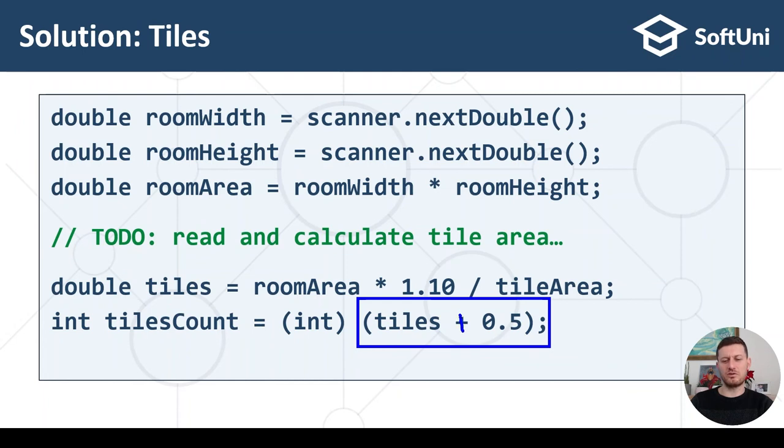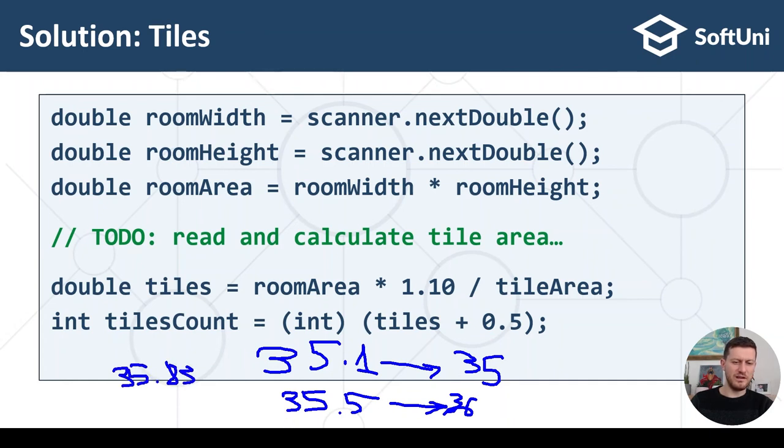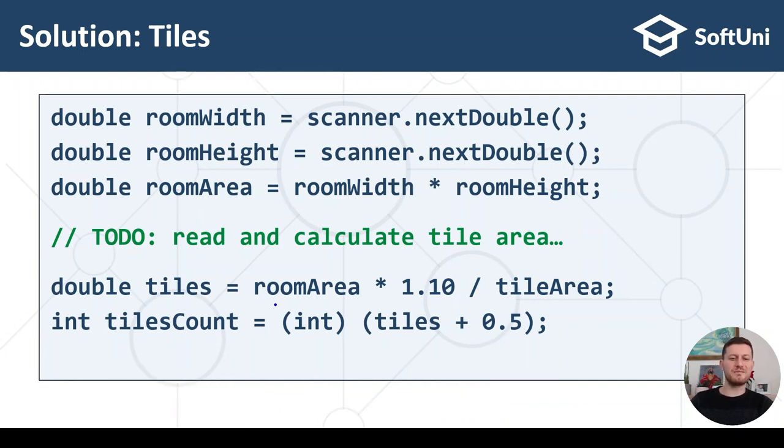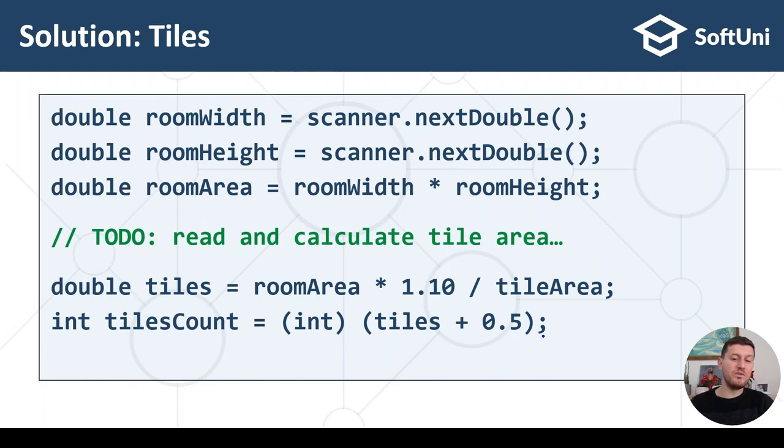It's rounded, not up, but for example, if it is 35.1, it will be 35. If it is 35.5, it will be 36. If it is 35.83, it will be also 36. This is called in mathematics rounding, and this is the natural rounding of the numbers. Okay, so this is how we can round numbers.